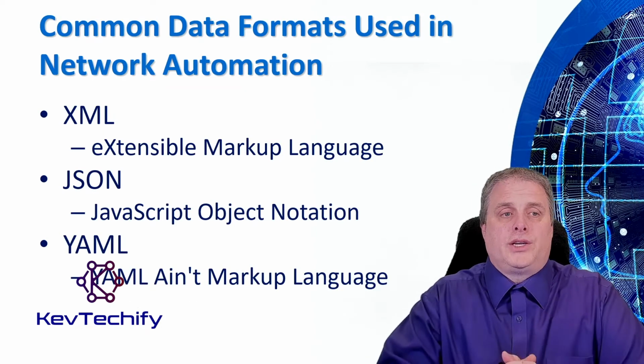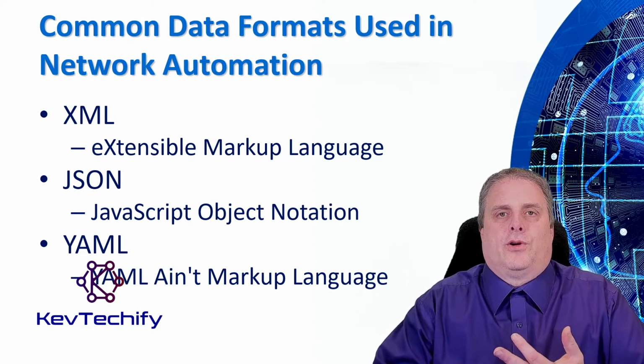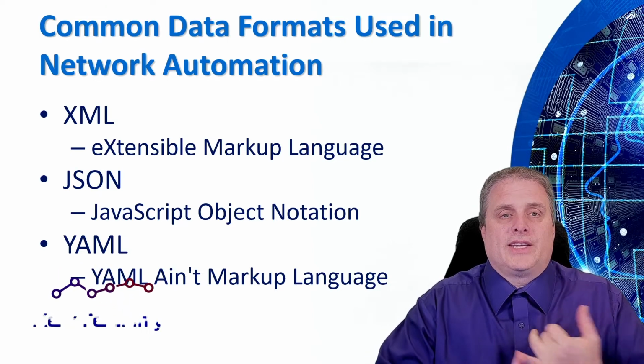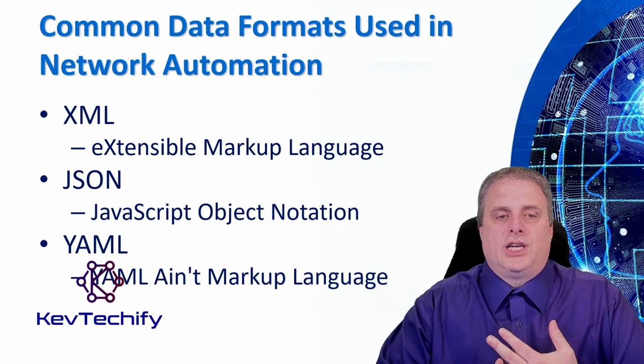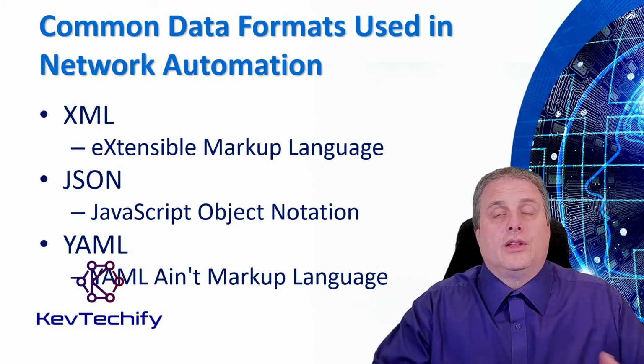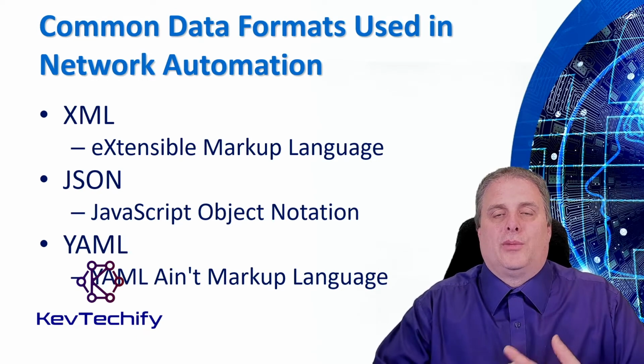In network automation, there are three common data formats that we typically see. One is XML, Extensible Markup Language. Second one is JSON, JavaScript Object Notation. And the third one is YAML. YAML ain't a markup language.